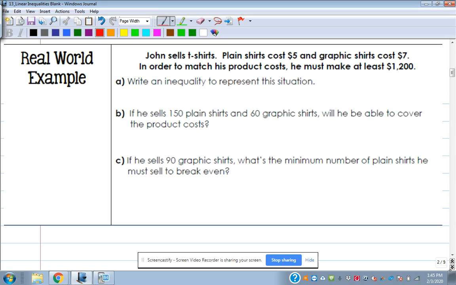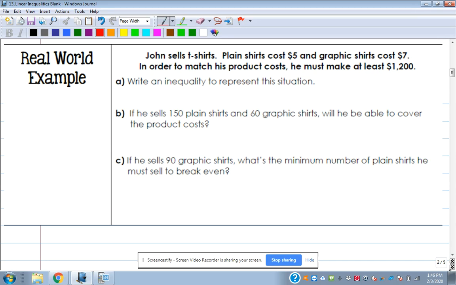All right, so let's get to a word problem. Everybody's favorite. Every class I've ever had loves word problems. But we're going to try to take this idea with an inequality and write a linear inequality for this single situation. We got John. He's selling T-shirts, and plain shirts cost $5, and graphic shirts, with some sort of print on them, cost $7. In order to match his product cost, he must make at least $1,200.